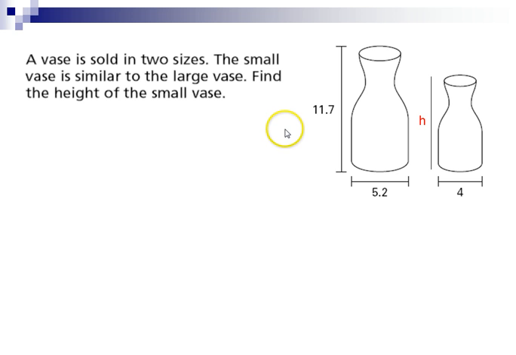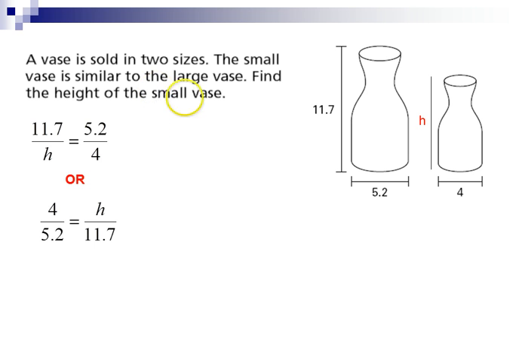So we can set up a couple different ratios here. We can set up this ratio where we have 11.7 to h. The relationship from 11.7 to h is the same as 5.2 to 4, because 11.7 corresponds to h and 5.2 corresponds to 4. So this is a proportion that we could write of equivalent ratios.